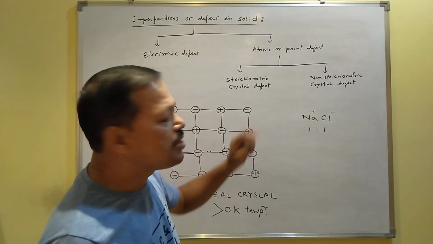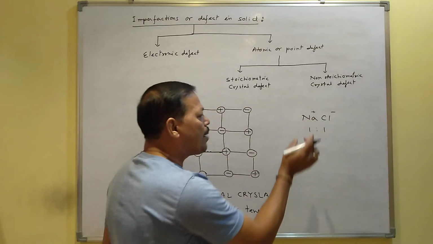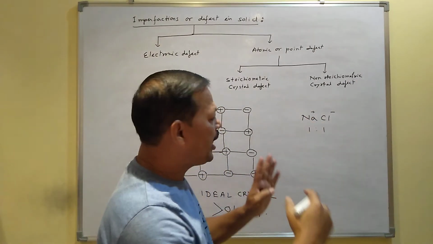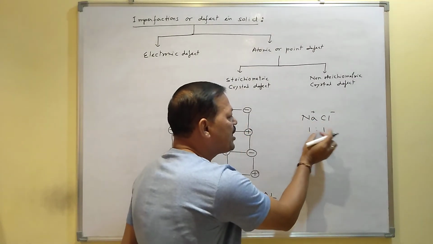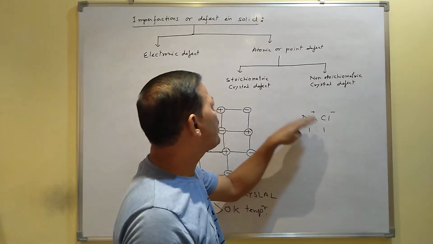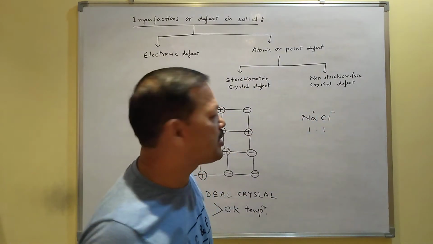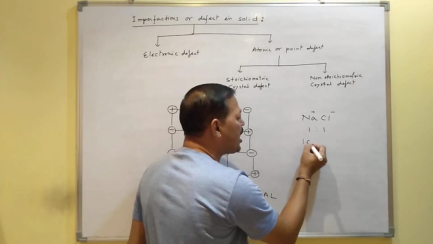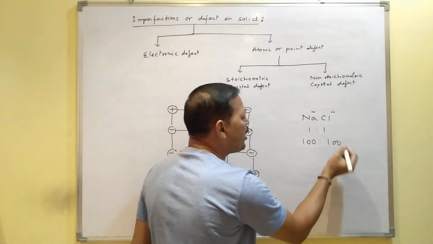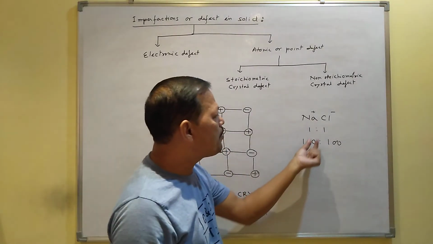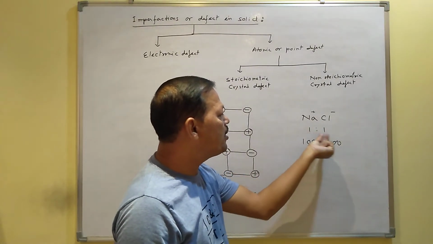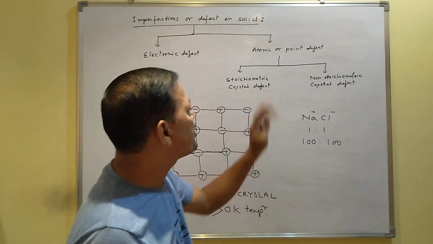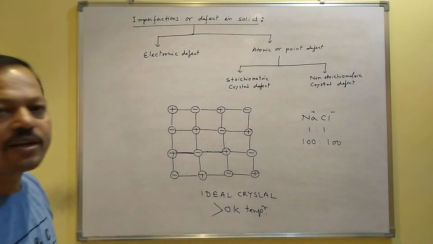So, this type of crystal in which the number of cations and anions are exactly the same as given in the ratio in the formula, this type of crystal is called a stoichiometric crystal. I mean, here the ratio is 1:1. So if the crystal contains 100 sodium ions and 100 chloride ions, I mean the number of sodium ions and chloride ions is exactly similar to the ratio as given in the formula, then this type of crystal is called a stoichiometric crystal.